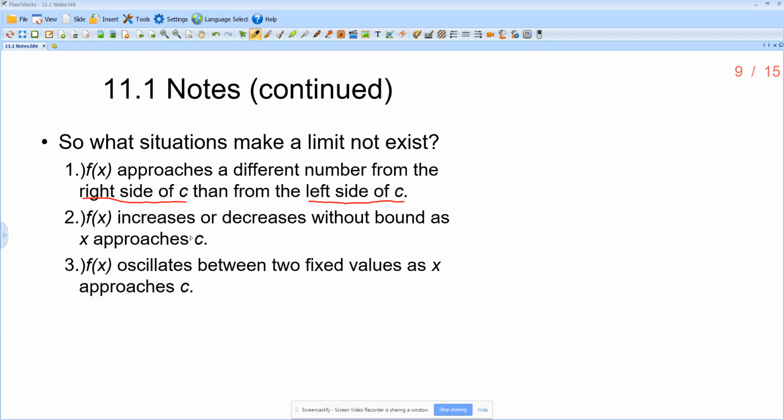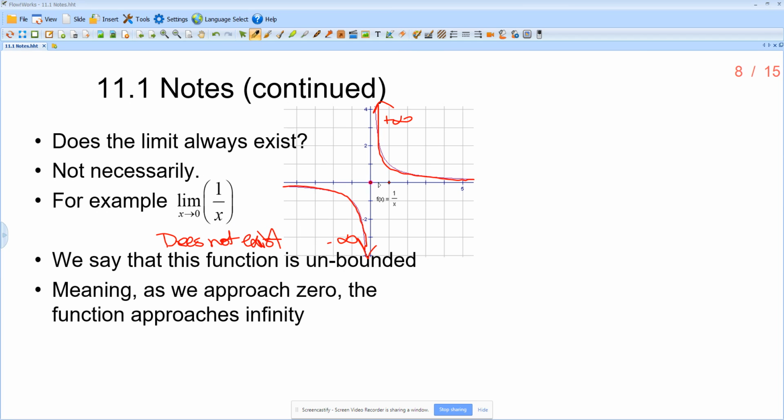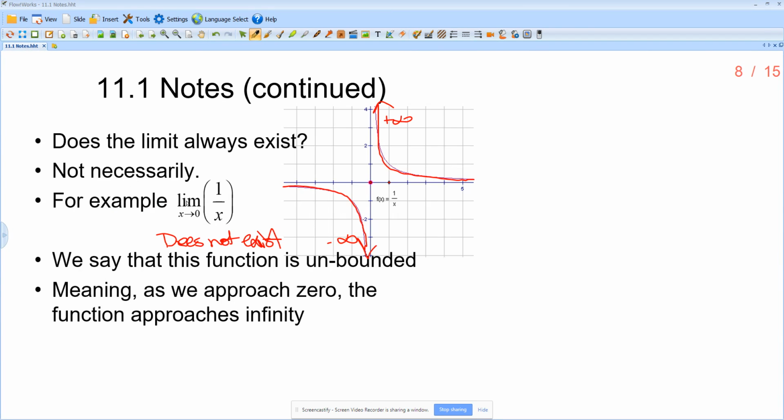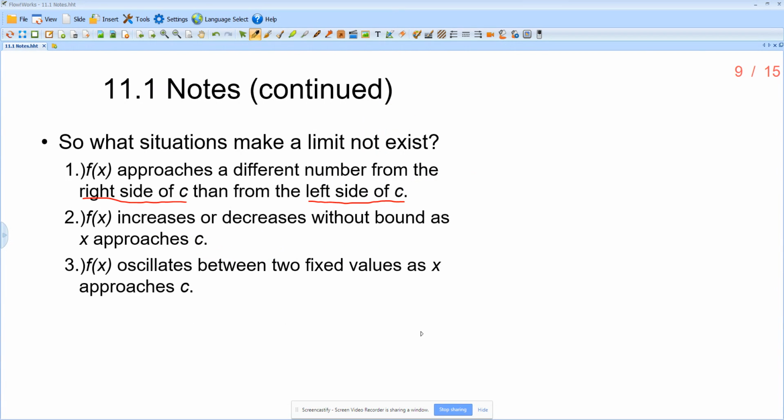2, if f of x increases or decreases without bound as x approaches c. So in the previous case, this is decreasing and increasing, or rising, without bound. So it meets that second condition. It also meets the first condition, as I move from the left and as I move from the right, I'm going towards different values. The third would be if f of x oscillates between 2 fixed values as x approaches c.